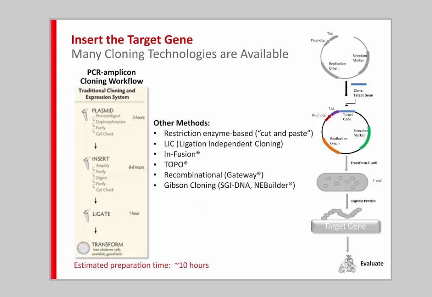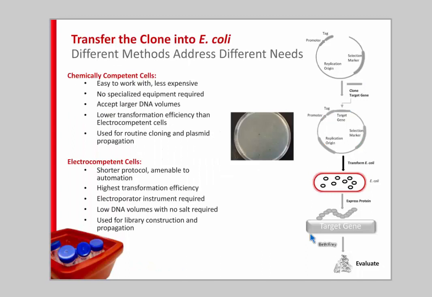Then the next step is transfer of that expression vector into E. coli. There are a couple of different methods that can be used. Chemically competent transformation can be used with chemically competent cells, and electrocompetent transformation can be used with electrocompetent cells. Both of these methods have their advantages. Chemically competent cells are a bit easier to work with and don't require any special equipment, but they generally have a lower transformation efficiency. Electrocompetent cells have a higher transformation efficiency, but they do require an electroporator. They also, though, have a slightly faster workflow. So depending on your needs and the available formats of your desired host strain, you could use either method.